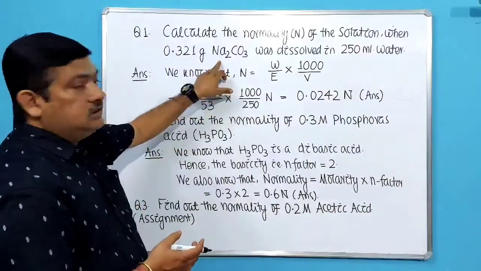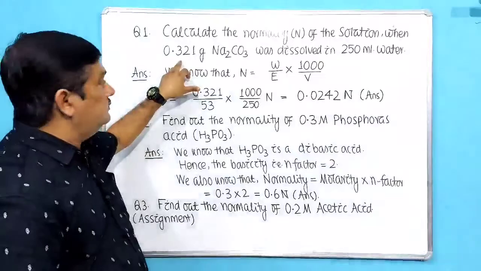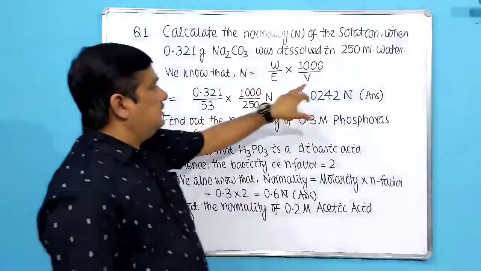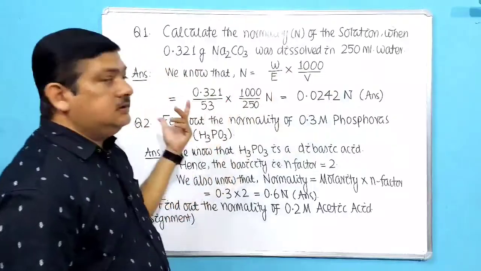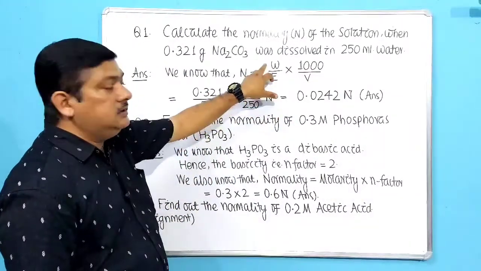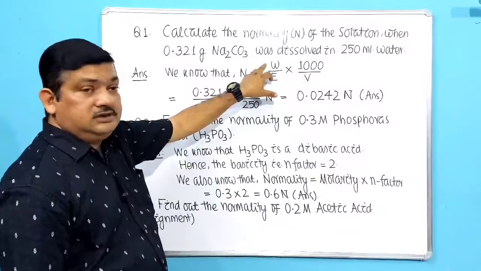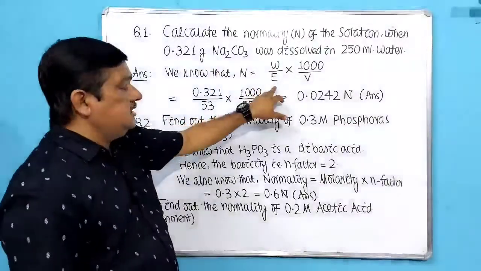So, what is the data given to you? Now, the solute here is sodium carbonate, given mass is 0.321 gram. Then volume of solution in milliliter is 250 milliliter. So directly you will use the formula. Normality is equal to W by E. W is the mass of the solute, given mass of the solute, which is 0.321 gram.